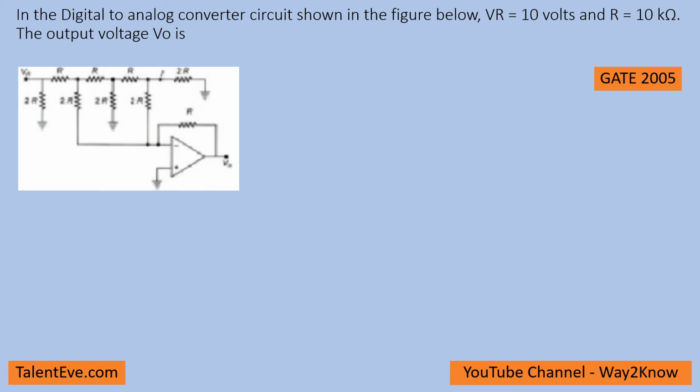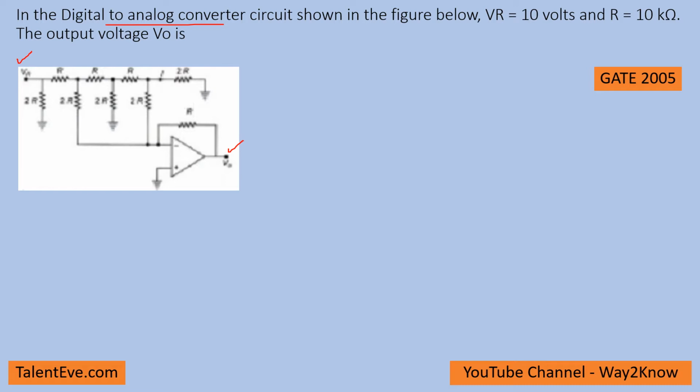Hello, let us see how to solve this particular problem. Basically, if you see here, there is a digital to analog converter given, which is R-2R based, and the reference voltage is provided and the resistances have been given. So we have to calculate the output voltage.